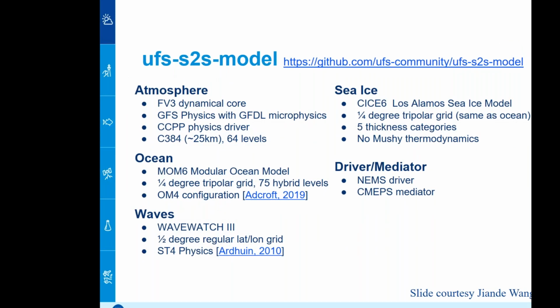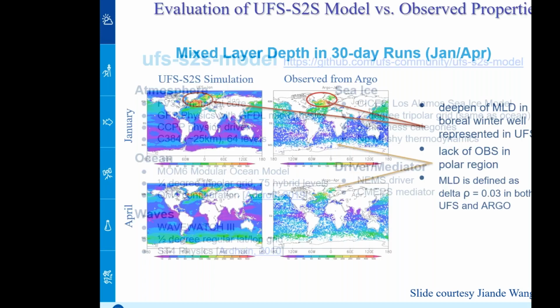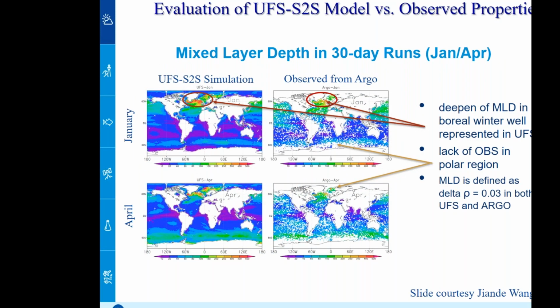So there is a new UFS S2S model that is being run and tested out, and Jiande Wang was kind enough to share a few slides kind of describing it. Again, the ocean component here is based on MOM6. The sea ice component works on the same grid, but in this case is the CICE version 6 sea ice model. And these two have been successfully used together. And then in runs evaluating how this works in comparison with observations, the results are pretty favorable.